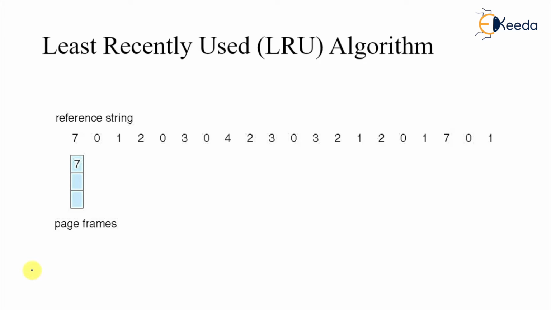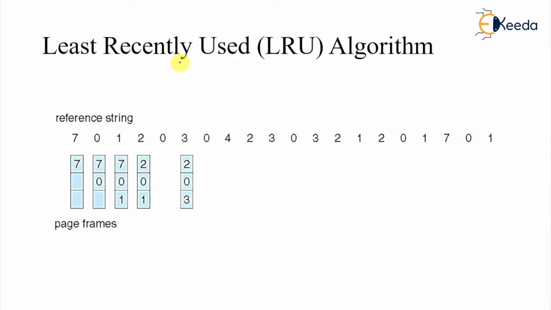So 7 is a page fault. Let me put a 1 for the page fault. Then we have a second page fault, then a third page fault. Now 2 comes. Which one is least recently used? That is 7, compared to 1 and 0. So 2 will replace 7. 2 was your fourth page fault. 0 is a hit.